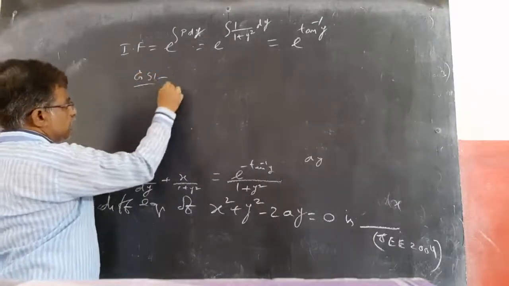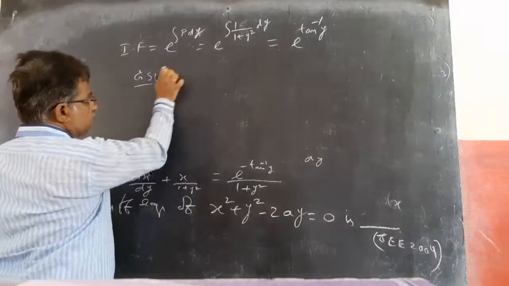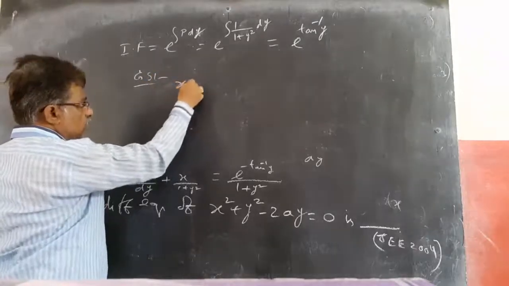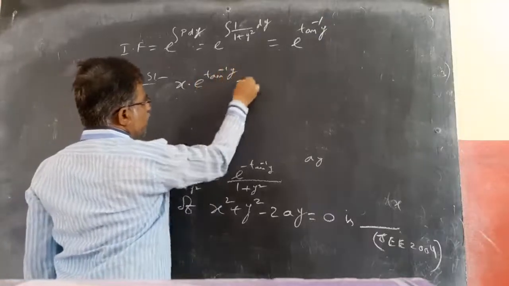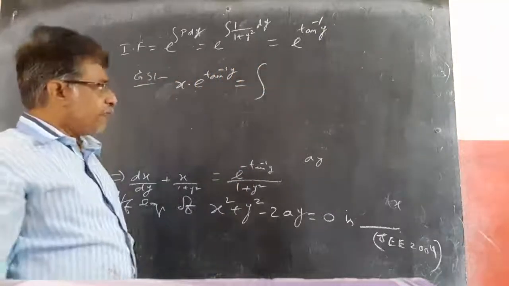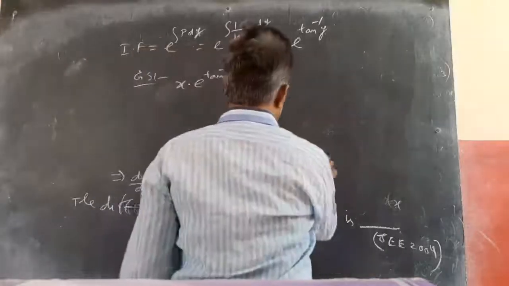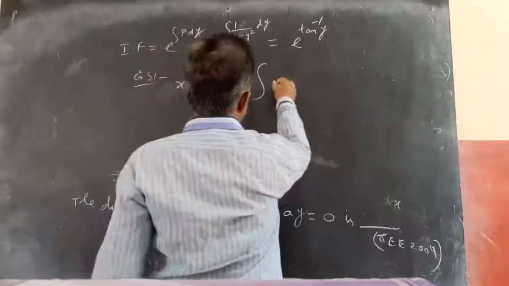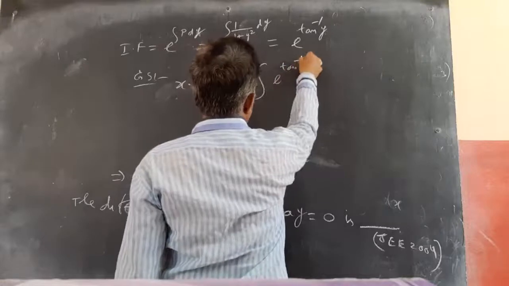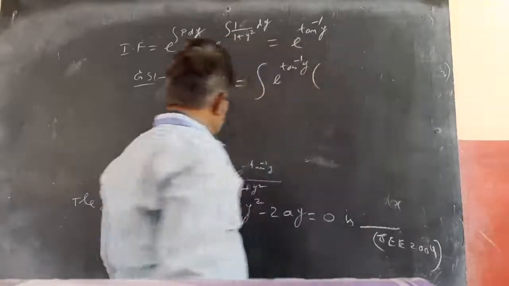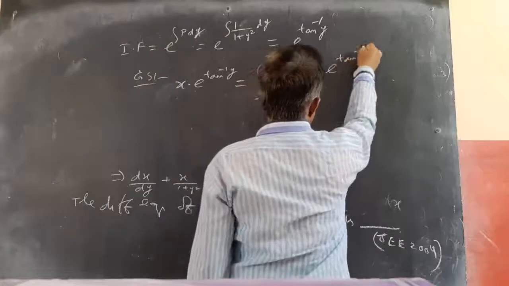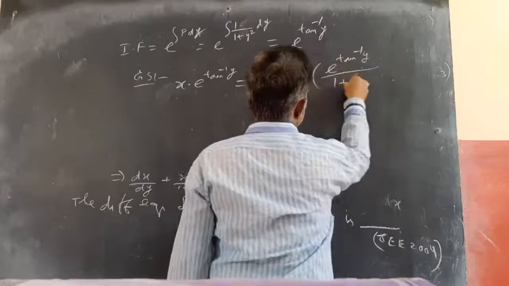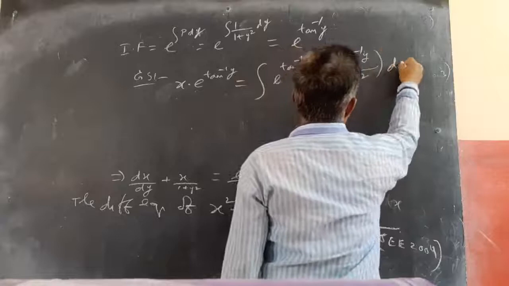General solution is y into IF. Actually this is reverse, so x into IF. X into IF here is e power tan inverse y, equal to integral of IF into Q dy. What is IF here? We got e power tan inverse y into Q. What is Q here? E power tan inverse y by 1 plus y square dy.